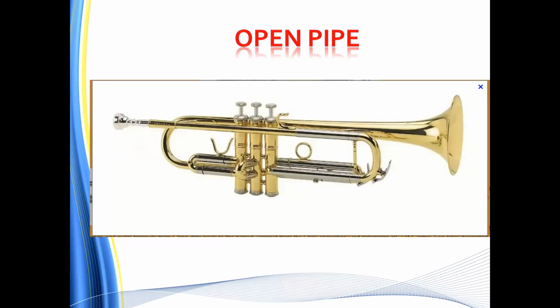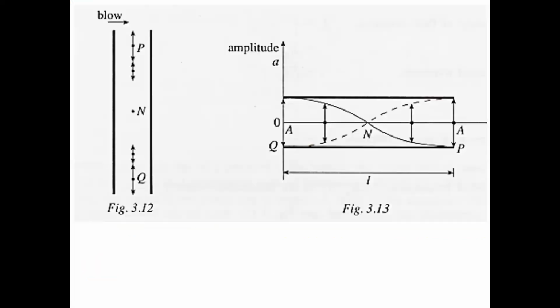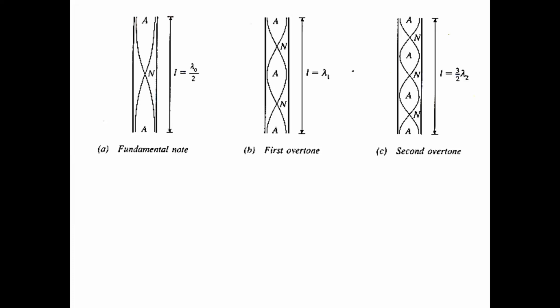Open pipe. This is another musical instrument, trumpet, etc. It is open on both sides. Now, in an open pipe, the two signals meet and they superimpose. This superposition establishes a stationary wave.